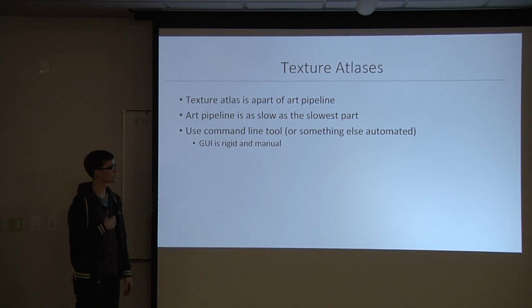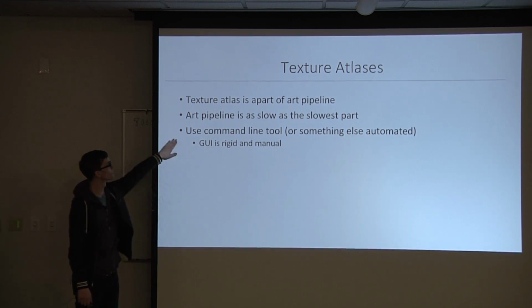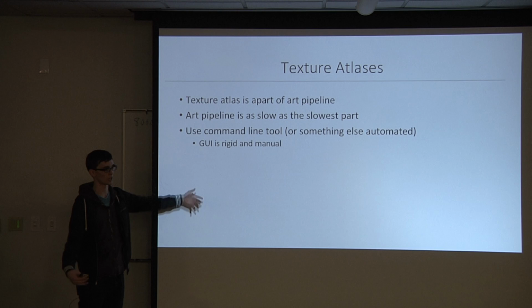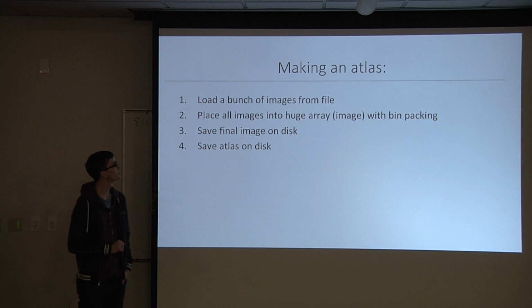GUI based stuff like this, although nice for people that don't know programming, is pretty slow and rigid. Every single time you make some images, you're gonna have to go open this window and do stuff by hand, and it's manual labor. If you make your own tool that can make an atlas, then you can run it from the command line. So your program can just automate this stuff, so you don't have to open and manually do things. So I recommend doing something from the command line.